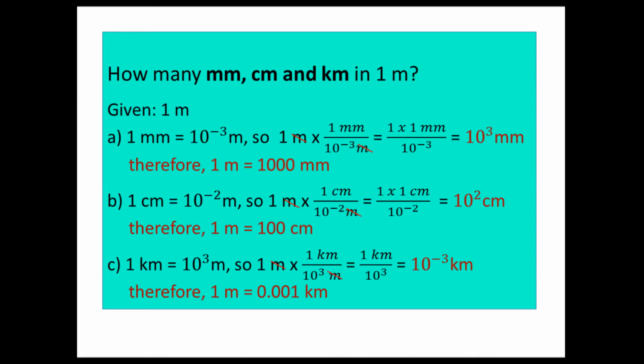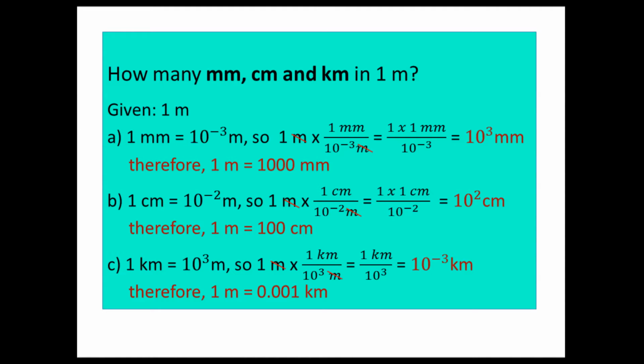1 centimeter is 10 to the minus 2 meter. So we use that conversion factor. 1 meter times 1 cm over 10 to the minus 2. And we cancel meter, we obtain 10 squared centimeter or 100 centimeter.